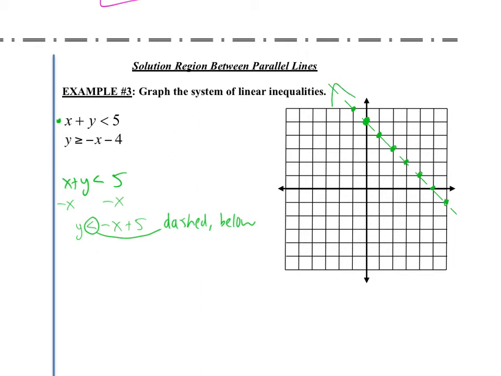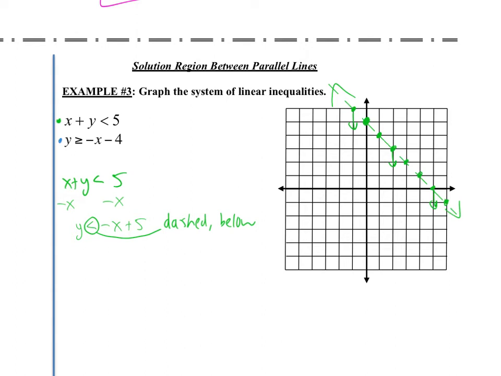So there's our dashed line. And we're shading below. We're not going to shade yet, though. We're going to draw some arrows going straight down here. So we're going to be shading below, but we don't know where it's going to overlap yet. All right, let's do the blue line now.